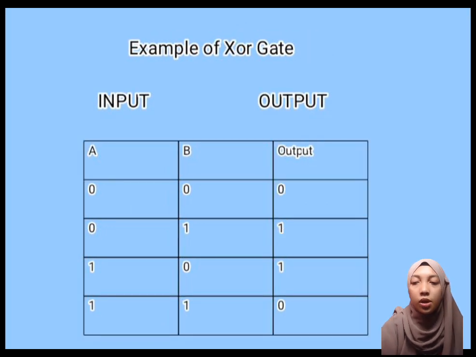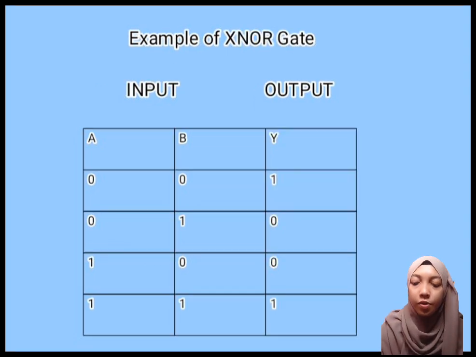XOR gate. Output is 1 if inputs are different. A and B represent the inputs. A is 0, B is 0, the output is 0. A is 0, B is 1, the output is 1. A is 1, B is 0, the output is 1. A is 1, B is 1, the output is 0.